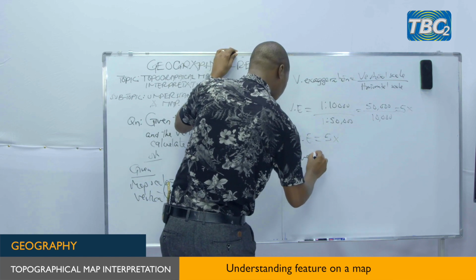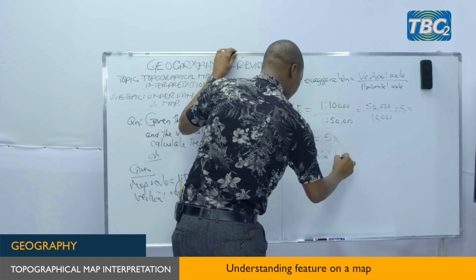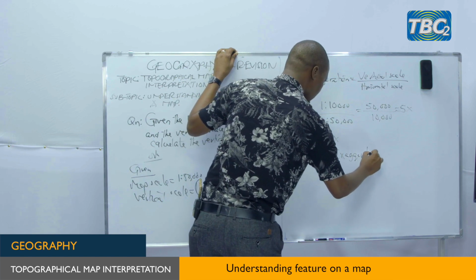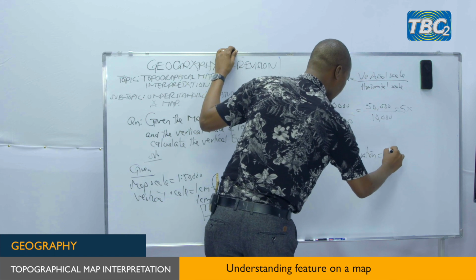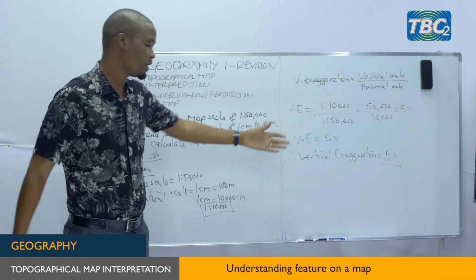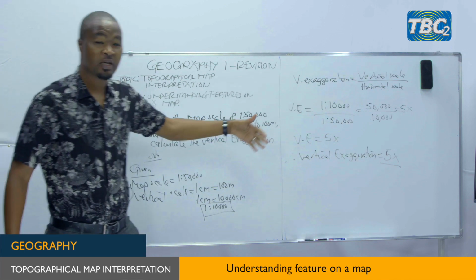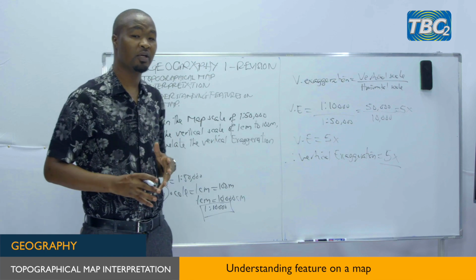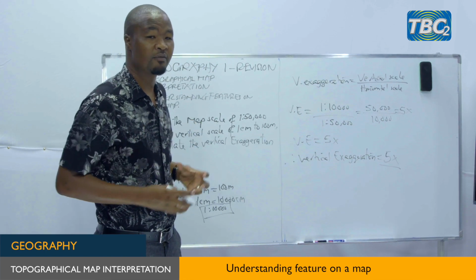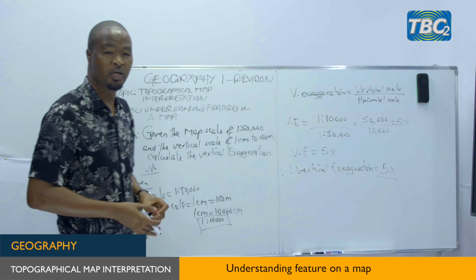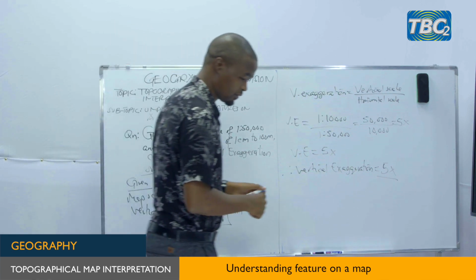Therefore, vertical exaggeration is equal to 5 times. What does it mean? It means that the vertical scale is larger than the horizontal scale 5 times, or the horizontal scale is smaller than the vertical scale by how many times? By 5 times. Okay, let's see another question.